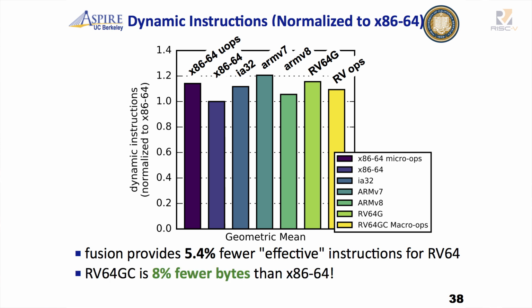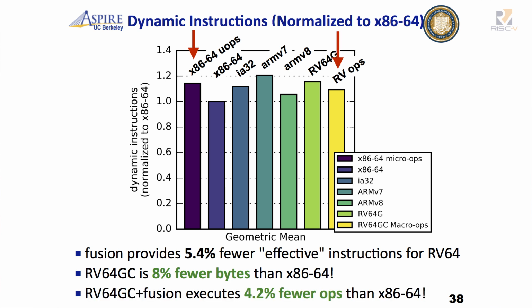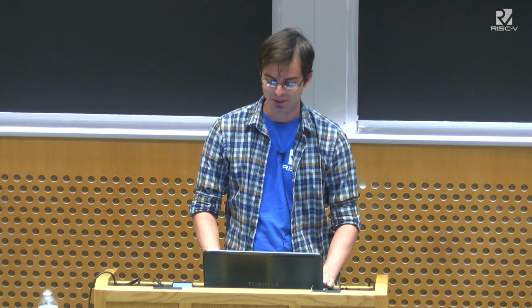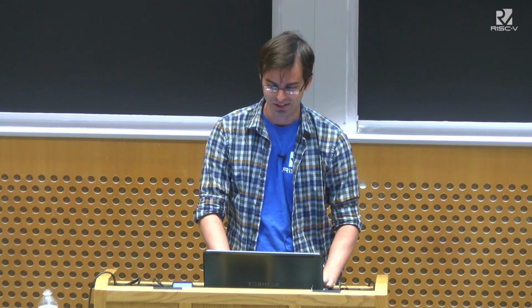So before, we were already 8% fewer instruction bytes than x86-64, and now, when we compare the micro-ops, we are now 4.2% fewer operations than x86-64. So here we are, a RISC ISA that is denser than the other CISC ISAs and has fewer operations. It'll be higher performance. So this is not what I was expecting when I was taking this data to see this kind of an outcome.